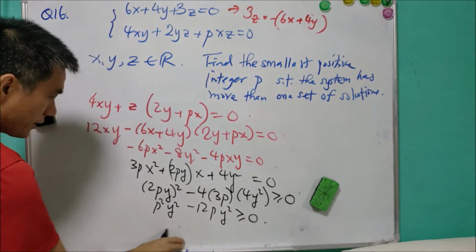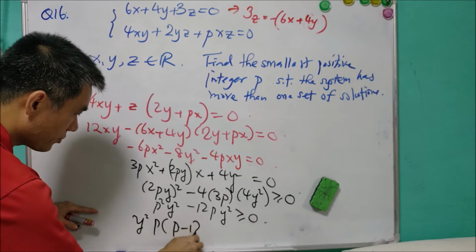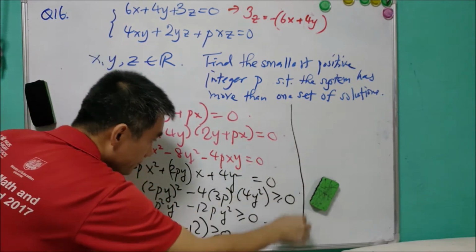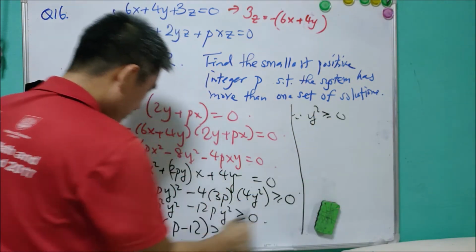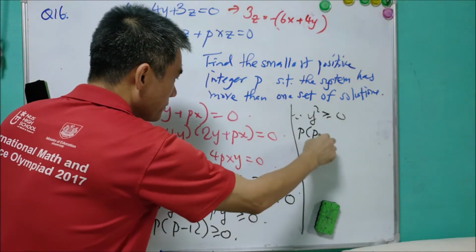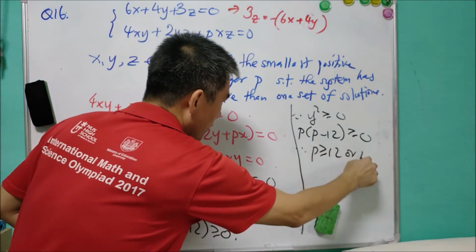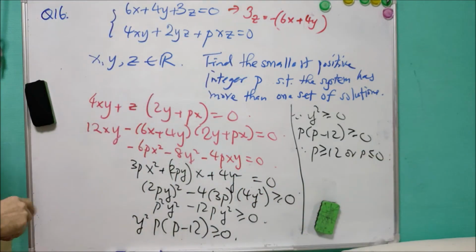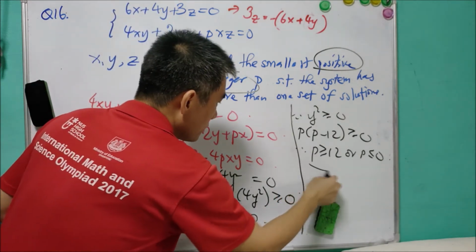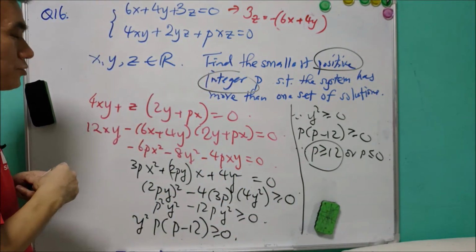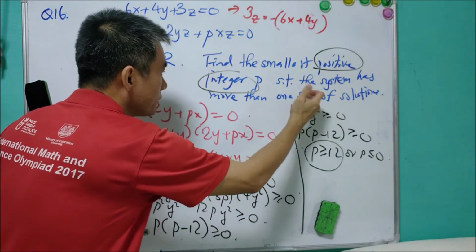Okay, so we will take out y squared, and we take out p, and this is p minus 12 greater than or equal to 0. Since y squared is always greater than or equal to 0, this will mean that p minus 12 is greater than or equal to 0. And therefore, p is greater than or equal to 12, or p is less than or equal to 0. Because we want a positive integer p, p must be at least 12. We want to make sure that when p equals 12, it will fulfill the condition.